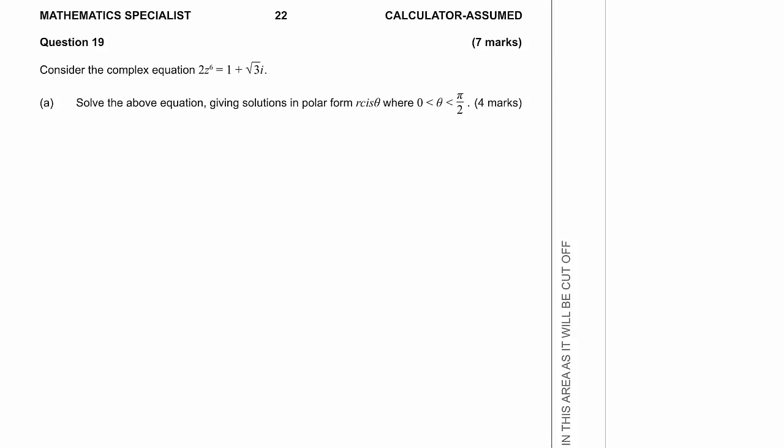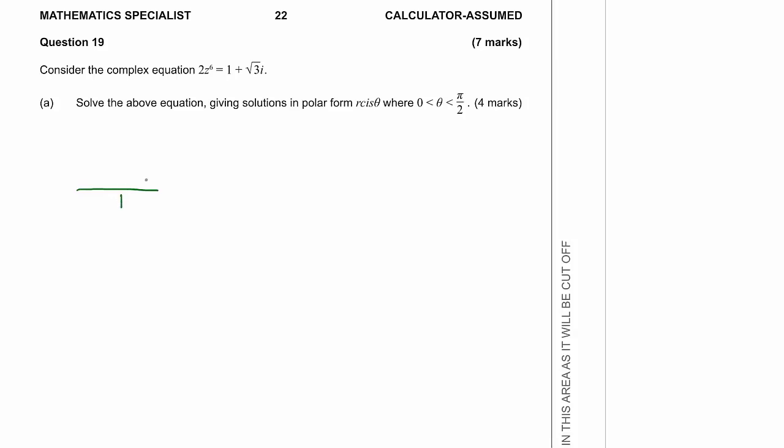Consider the complex equation 2z to the 6 is 1 plus root 3i. We want to solve the above equation giving solutions in polar form r cis theta, where we only want to give those with theta between 0 and pi by 2. Okay, so let's look at 1 plus root 3i.